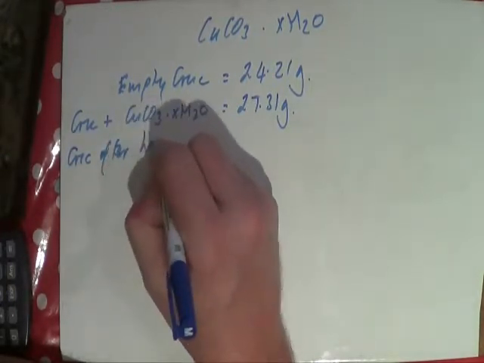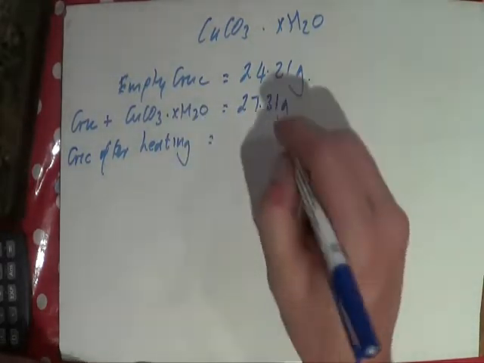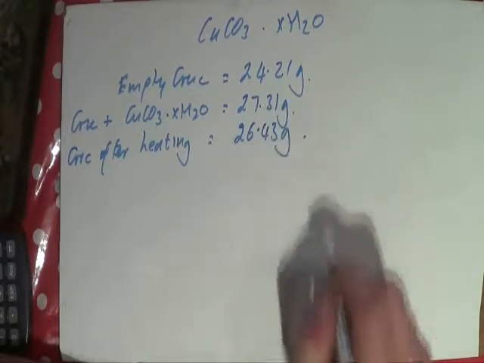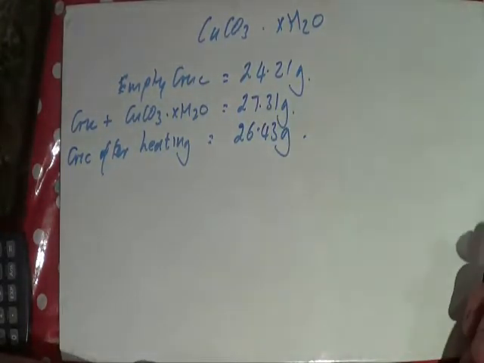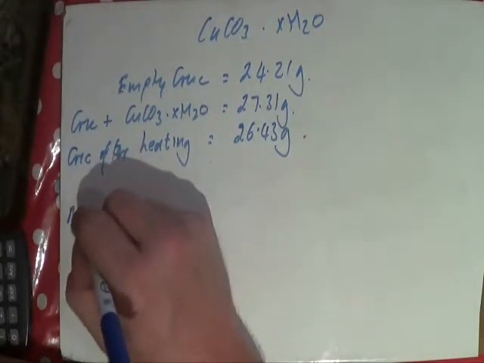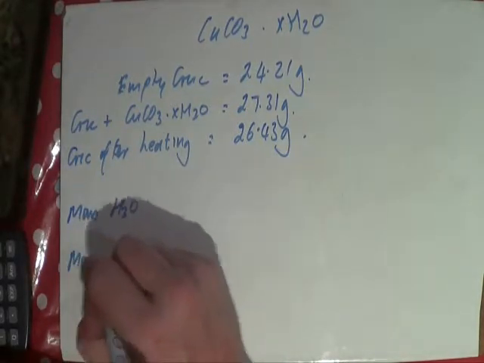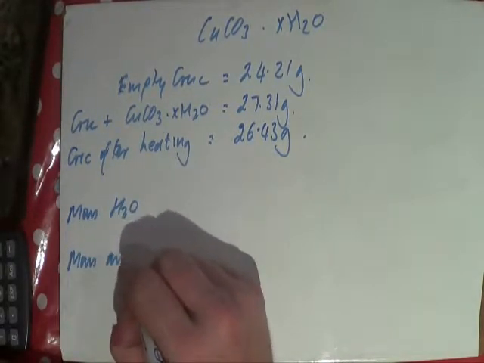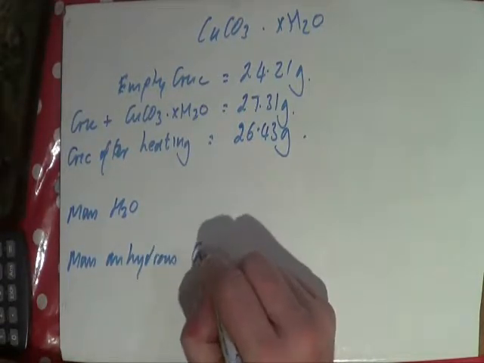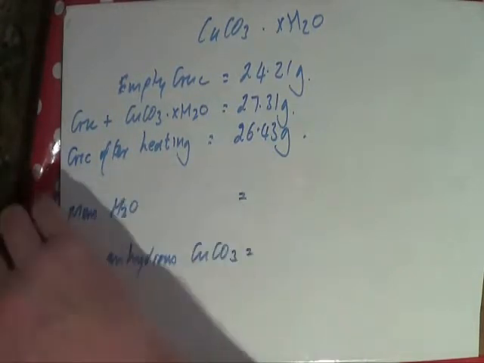And we have our crucible after heating is 26.43 grams. So again, we've got to work out from there the mass of water, and we've got to get the mass of the anhydrous copper carbonate. So those are the two values we've got to get.